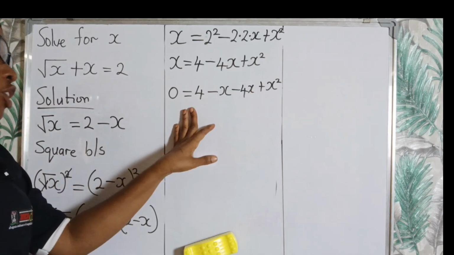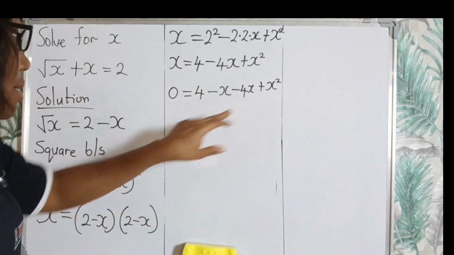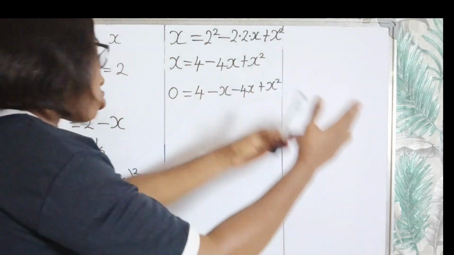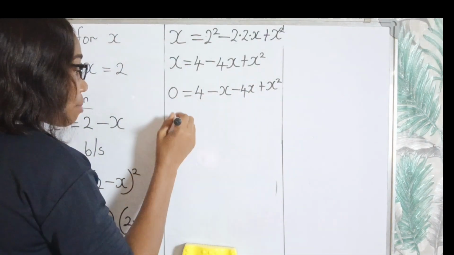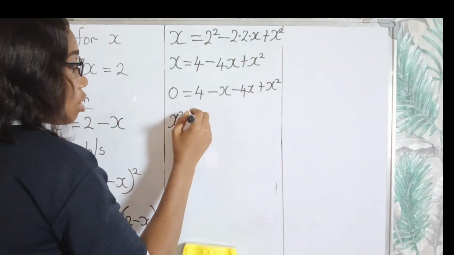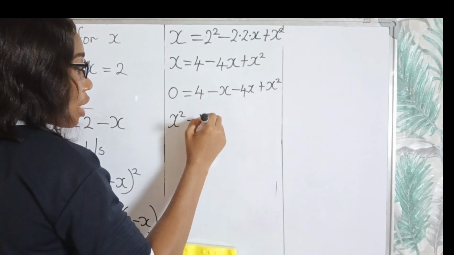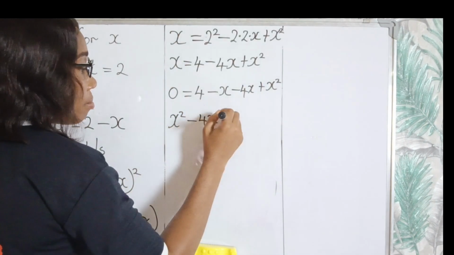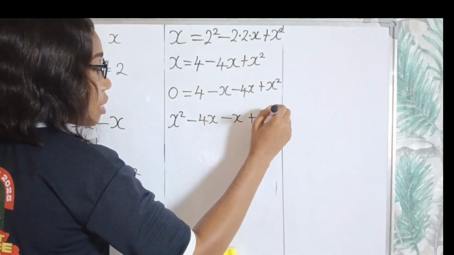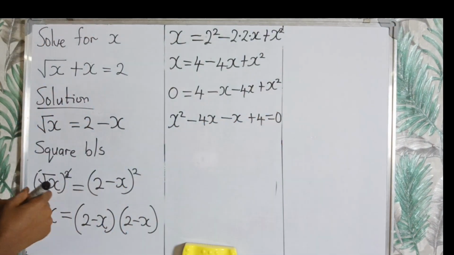I still want to rearrange my equation again. Let me bring my x squared to this side so that everything will be equal to 0, right? So now I have my x squared, taken from here, minus 4x minus x plus 4 is now equal to 0.